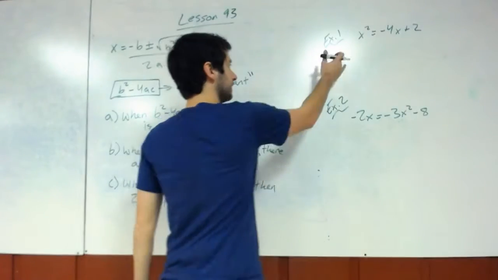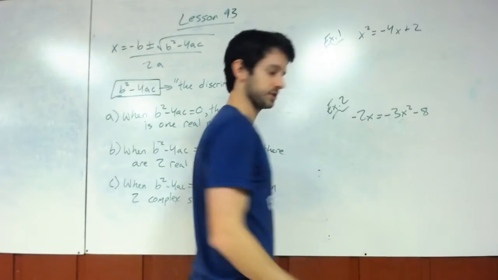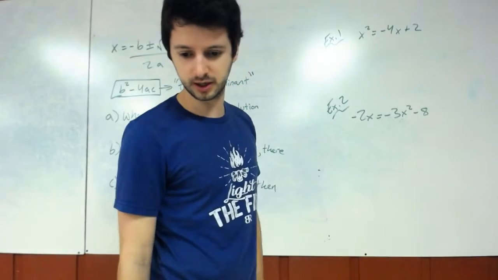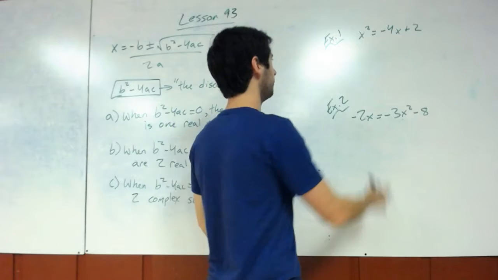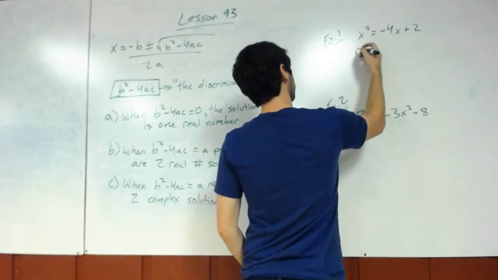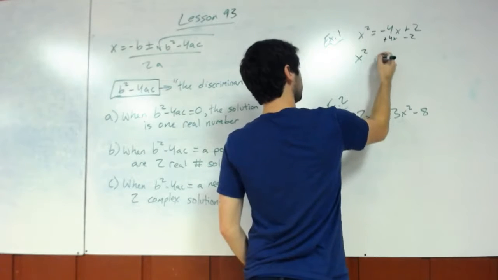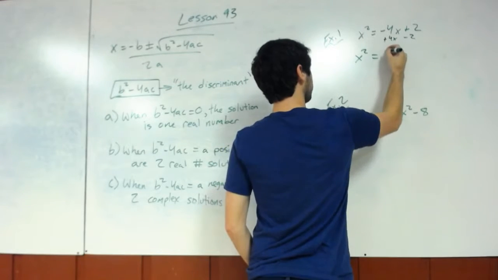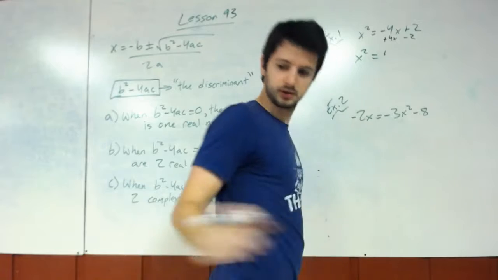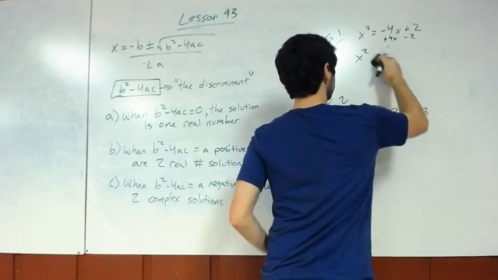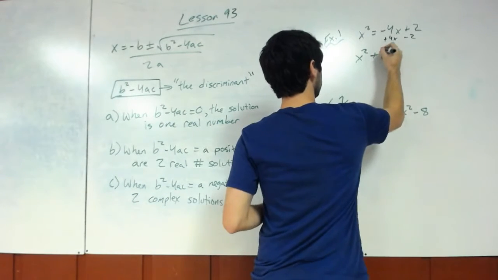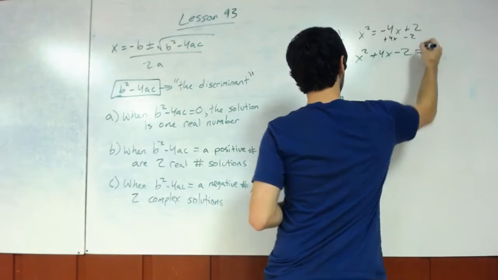So example 1, we're solving for the discriminant. It actually says do not solve. We just want to know what kind of solution we're going to have. So the first thing we have to do is get everything on one side. So we add 4x, subtract the 2. So x squared plus 4x minus 2 equals 0. All right?